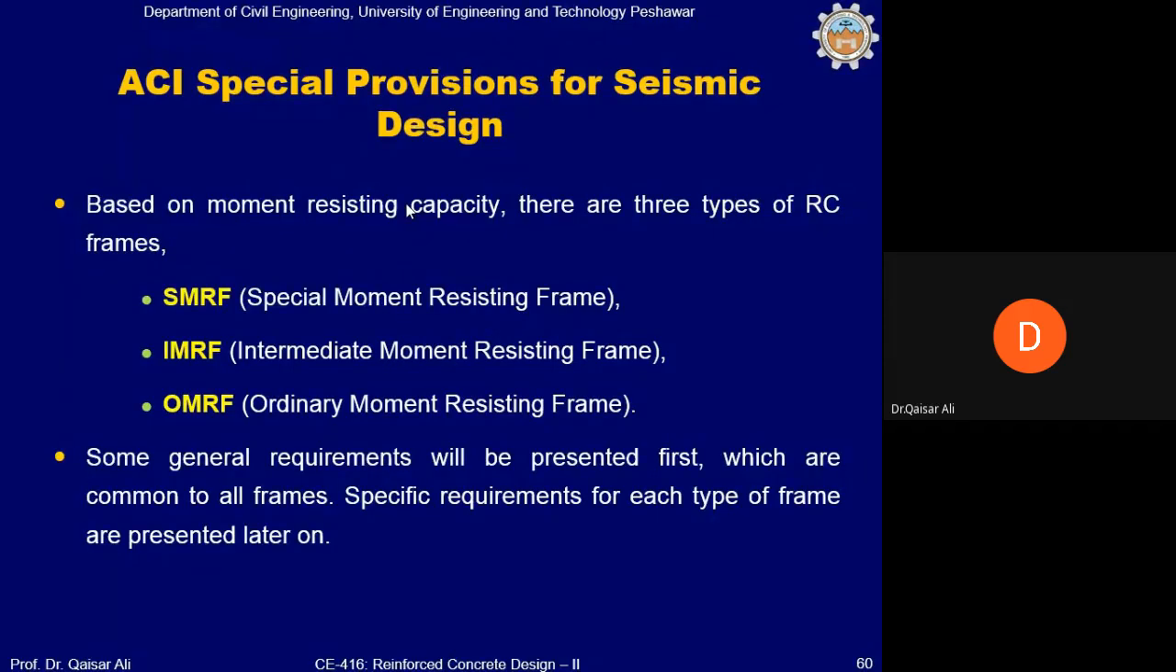And if it is not very efficient, less efficient than the special moment resisting frame, it will be called an intermediate moment resisting frame. And if it cannot at all resist the seismic moment, it will be called an ordinary moment resisting frame. Now, how can a frame be designed and constructed so that it has efficient connections? Efficient connections can only be produced if the provisions of the ACI code are fulfilled, as you will see in the next slides.